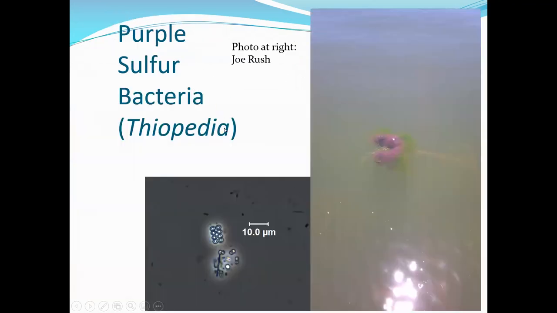Purple sulfur bacteria, these are classed as colors that don't appear in nature, but clearly they do. And this is some green algae, and the Thiopedia is growing on top of it. It looks like a funky Merismopedia, where the cells are in quadrats, but they have an inclusion in the center, which would be the sulfur, and they do not fluoresce at all.